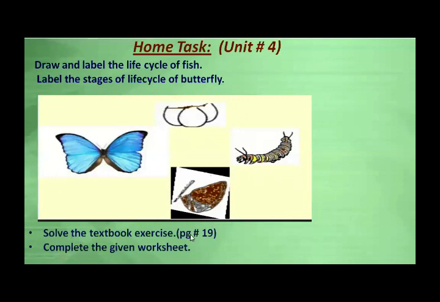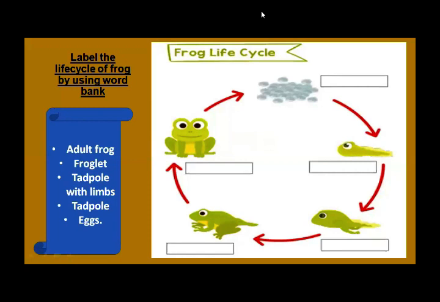Solve the textbook exercise, page number 19, and complete the given worksheets. Beta, this worksheet I have given you in this unit. Many of the students have done this homework. This is the egg stage, tadpole second, and the third one is the tadpole with hind limbs, back limbs, and the tadpole with all four limbs. And this is an adult frog. We label the life cycle of the frog by using the word bank. That means you have to choose the correct options from these given words.